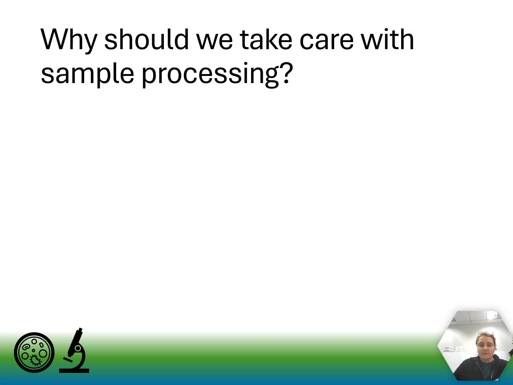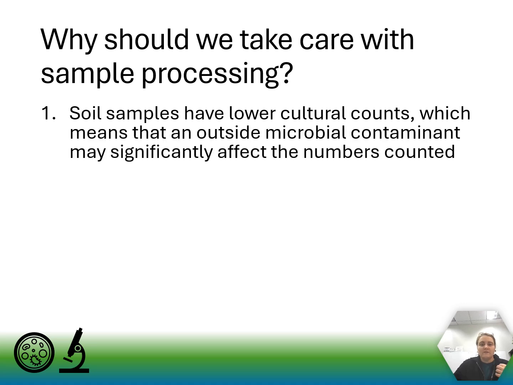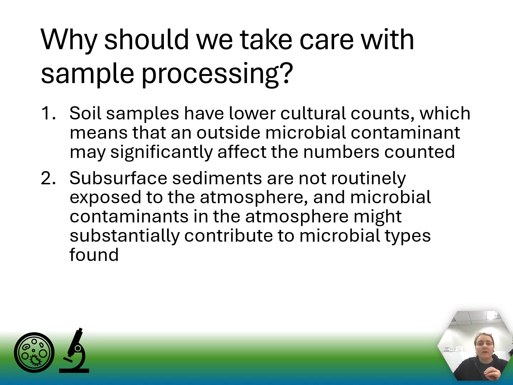Last thing that we'll talk about is why should we take care with sample processing? So a couple things. Soil samples have lower culturable counts. So compared to water and air, it's harder to culture from soil, which means that sometimes other microbial contaminants, or other microbial communities, could affect the numbers that are being counted. So they're less likely to be culturable, which is important to think about.